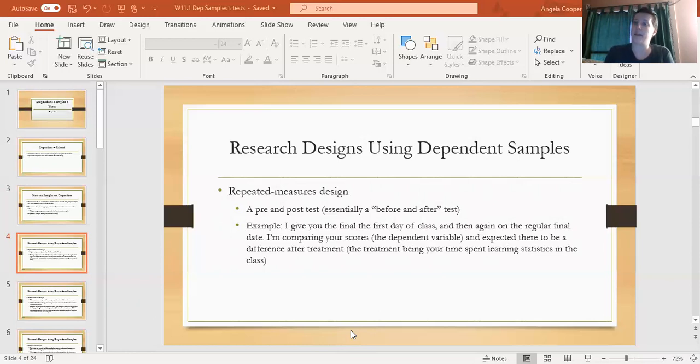So with the dependent samples test, keep in mind that those two scores, those two groups are dependent on one another. The two groups we have here are your scores before you took the class. On day one, you take the final, and the average exam score on the first day of class versus the final exam score on the last day of class.